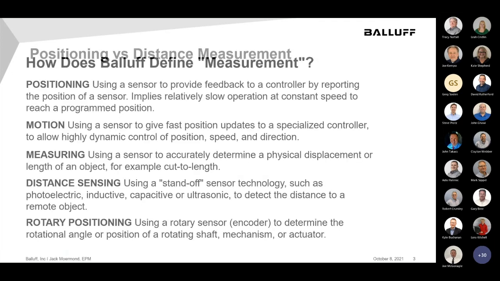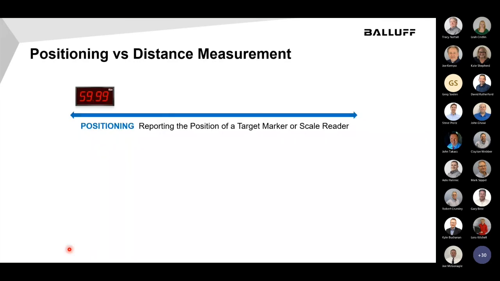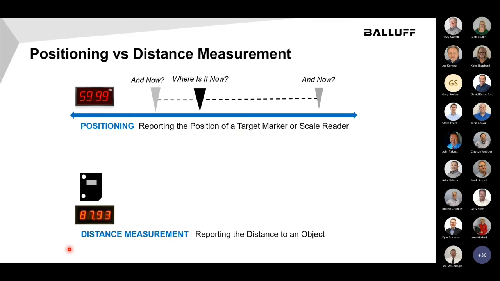So positioning versus distance. With positioning, the actual position of the target, or in this case, could be the position of the machinery, could be a target, it could be a scale reader, it could be a digital display. So basically, you want to know where it is right now, and then if it moves, where is it then? Where is it now? Once it's moved, and then if it's moved a third time, where is it? So this is going to be stuff like BTLs and BMLs, devices that are actually mounted on the moving piece of equipment.